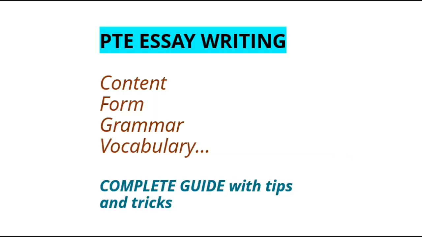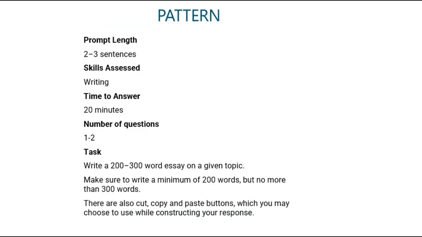Now we'll be discussing the next question type, that is essay. The length of the question will be 2 to 3 sentences. The skill assessed is writing. We are given approximately 10 to 14 points for writing, while you are not given any marks for speaking, listening, and reading. The time to answer is 20 minutes. The number of questions is 1 to 2. What is the task? You have to write a 200 to 300 word essay on the given topic. Make sure to write a minimum of 200 words and not more than 300 words. There are also cut, copy, and paste patterns which you can use while constructing your response.